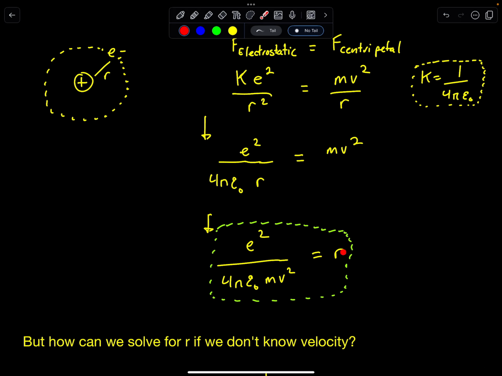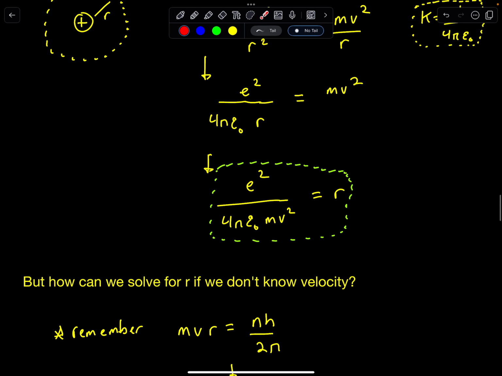So the radius of each shell, each orbit, can be predicted using this simple relationship where e is the charge of an electron, 4 pi permittivity of free space, the mass of an electron times the velocity squared. Only problem is we can't measure the velocity of those electrons. So we still can't calculate the radius, but if we were able to measure the velocity of that electron, then we would be able to calculate that radius.